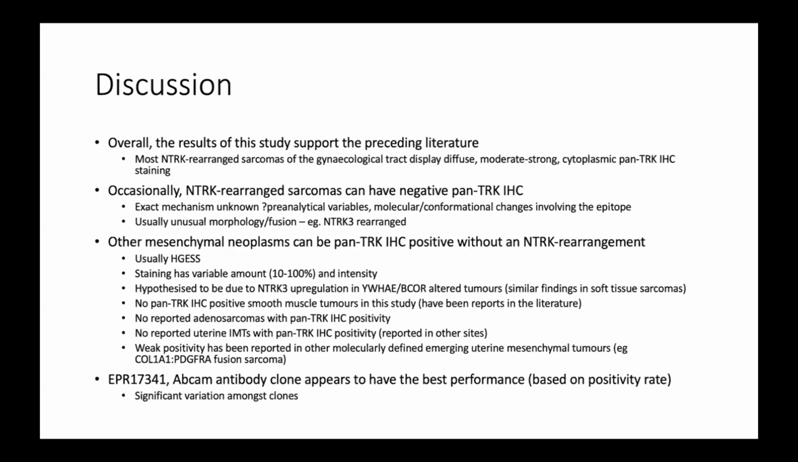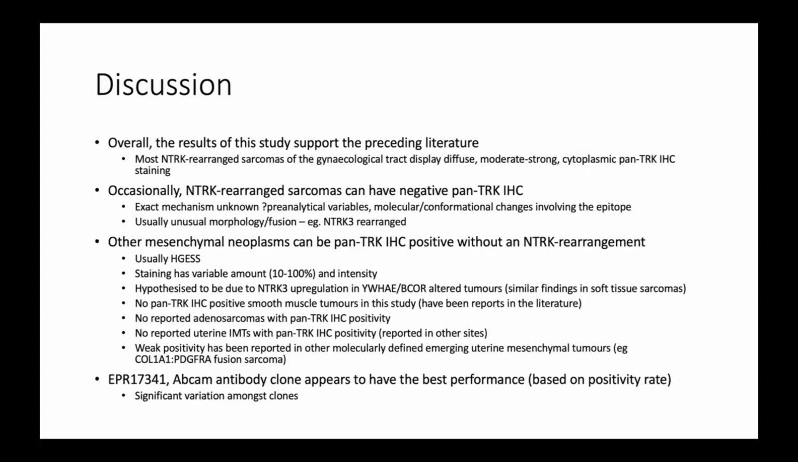And it's hypothesized that this is due to NTRK3 upregulation in YAP1 and BCOR altered tumors. There have been studies into soft tissue sarcomas with the YAP1 and BCOR alterations, and they have NTRK3 upregulation. In this study, there were no pan-Trk IHC positive smooth muscle tumors, though they have been reported in the literature. There's never been a reported adenosarcoma with pan-Trk IHC positivity.